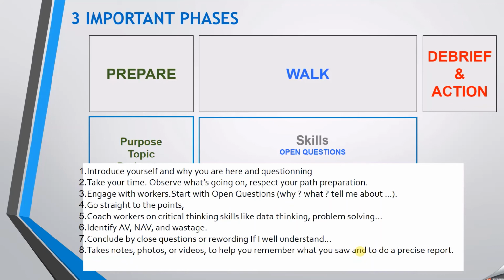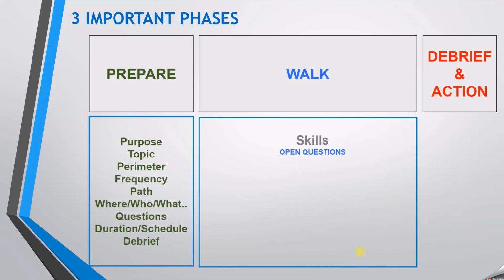Go straight to the point. Coach workers on critical thinking skills like, for example, data thinking and problem solving. Identify added value, non-added value, and waste. Conclude by a closed question or rewarding: if I well understand. Take notes, photos or video, to help you remember what you saw and to do a precise report.